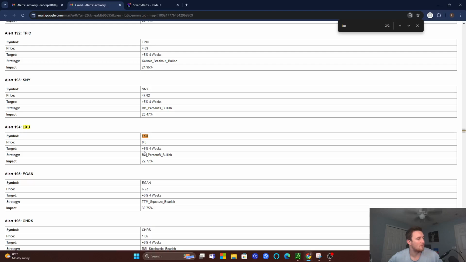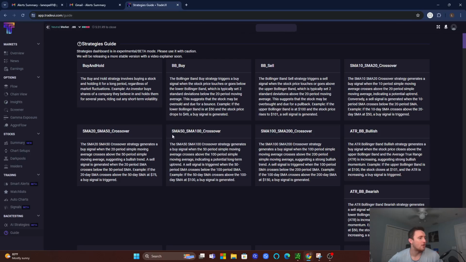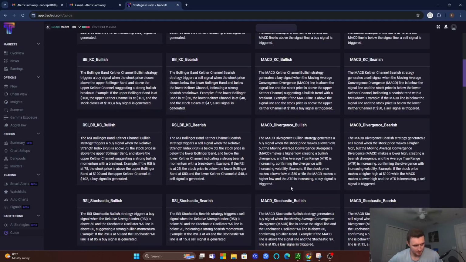They're expecting another 5% move in 4 weeks because the Bollinger Band percent B bullish triggered, meaning that this is a Bollinger Band play. If you want to understand what BB percent B bullish means, you can go down to the guide right here, and you can filter by the strategy to see what the different ones are out there. So example, MACD stochastic bullish, that explains what happens when that strategy is triggered. But let's go back to our alerts.